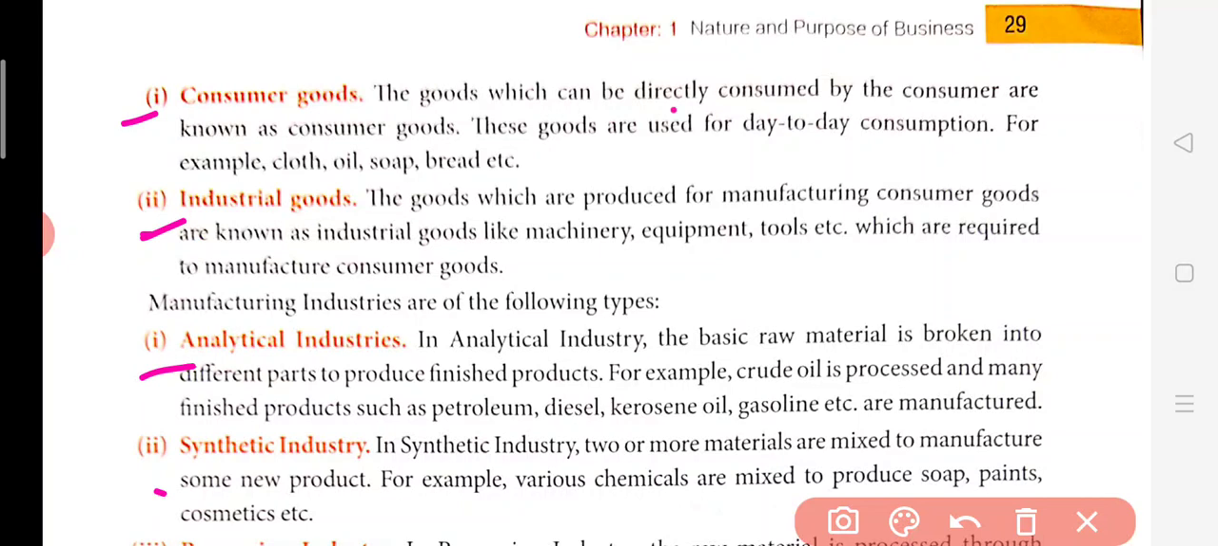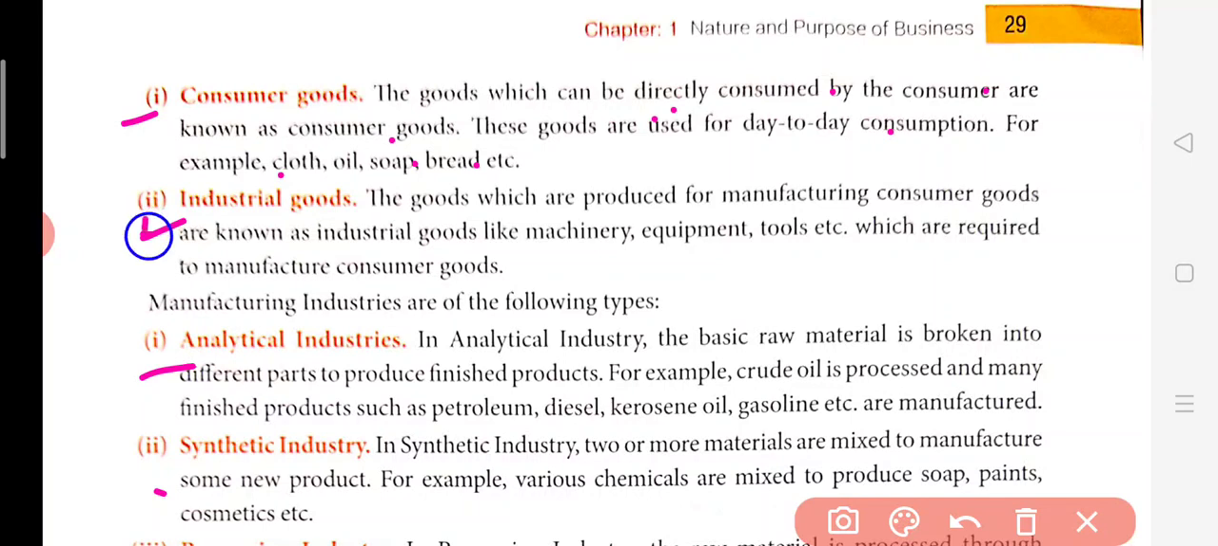Consumer goods are the goods which can directly be consumed by the consumer. These goods are used for day-to-day consumption, for example cloth, oil, soap, bread, shampoos, etc. A consumer good is a daily use product purchased by people, which satisfies a person directly. Why do we buy a shampoo or a soap or some chocolates? Because it is a consumer good and it directly satisfies our need. If you are eating a chocolate, you are simply eating because you want to have it. It straight away gives you satisfaction, and these are called consumer goods.